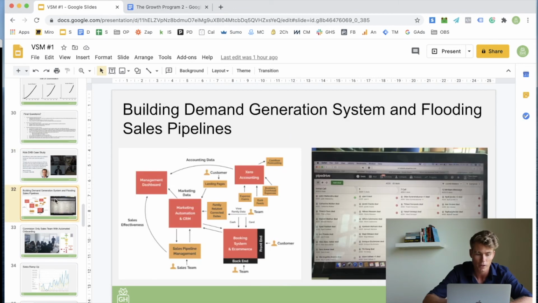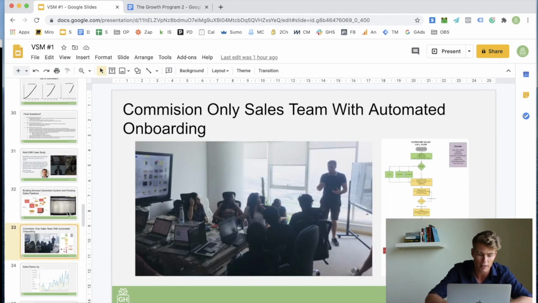So we created an automated demand generation system. This was very similar to the B2C kind of landing page focused funnel that we talked about earlier on. And this flooded our sales Pipedrive. So you can see a screenshot here of a live sales Pipedrive. We would get in oftentimes over 100 leads a day in multiple different revenue streams, which would then be converted by a commission-only sales team.